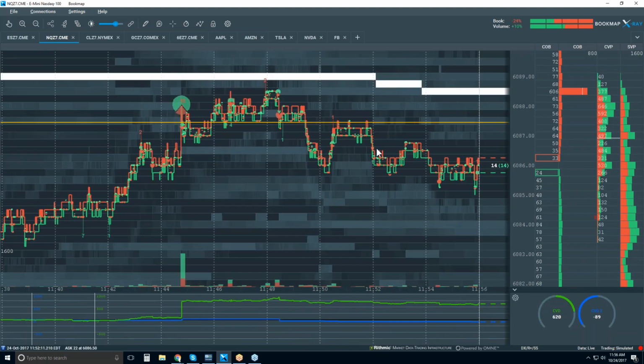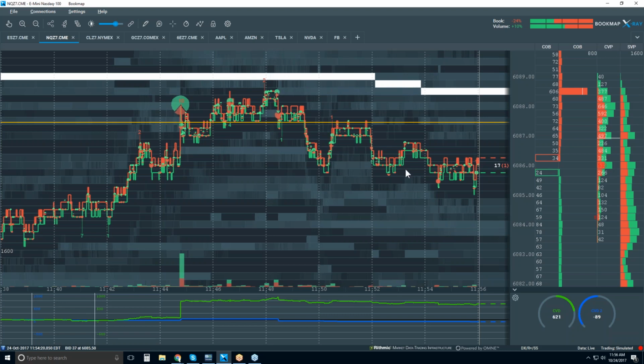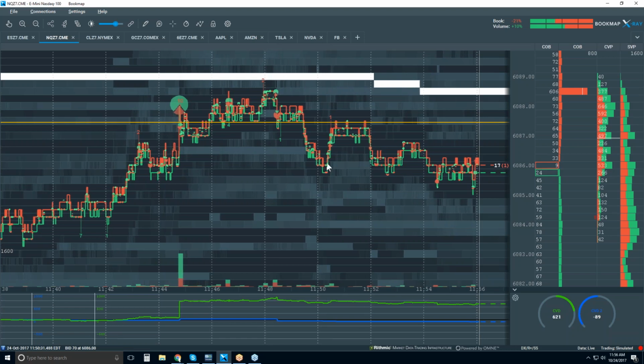And look at the difference, right? We're seeing some, it's just not that distinct.